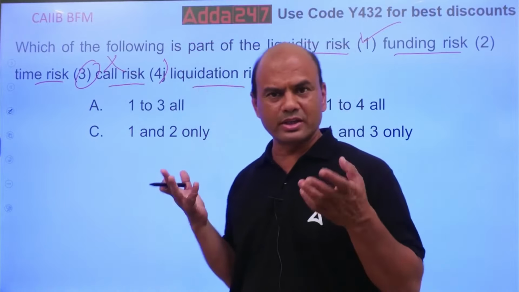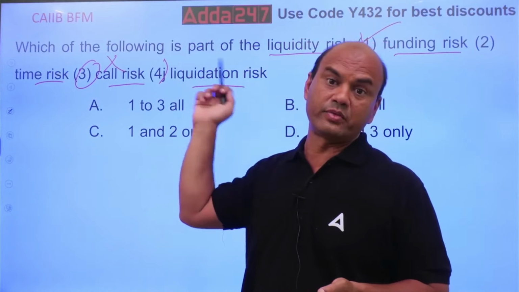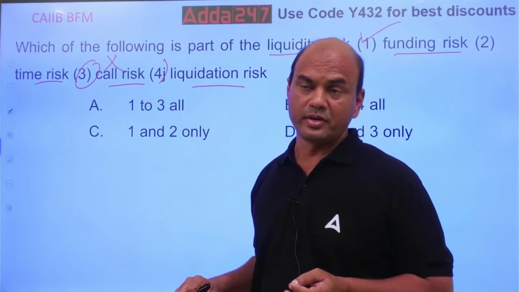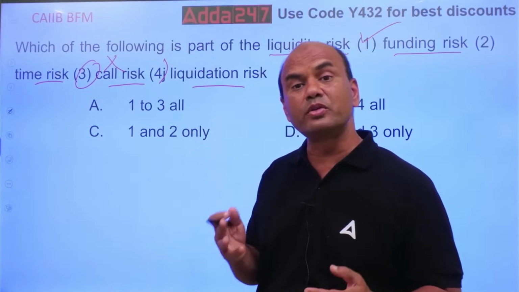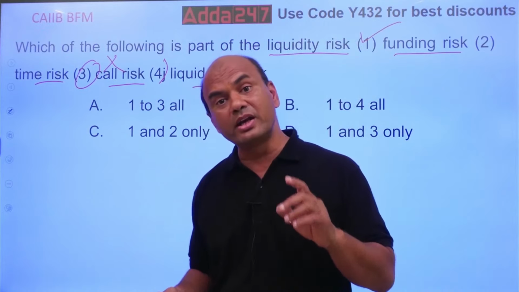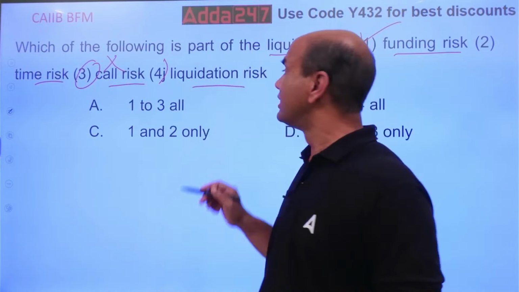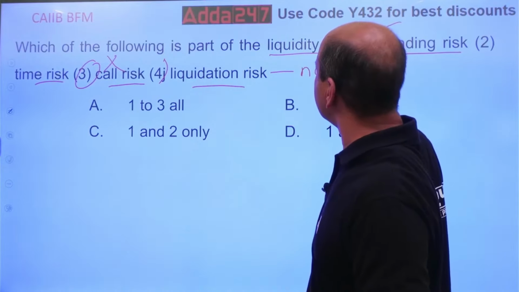Of course, call risk is there, but in this situation, it is not the part. Liquidity. Okay? Similarly, last one, liquidation. Liquidation means what? I am not able to sell the bonds. Now understand the concept of liquidity versus liquidation. Liquidation means I am not able to sell the bond. No buyer. Keep it very simple.